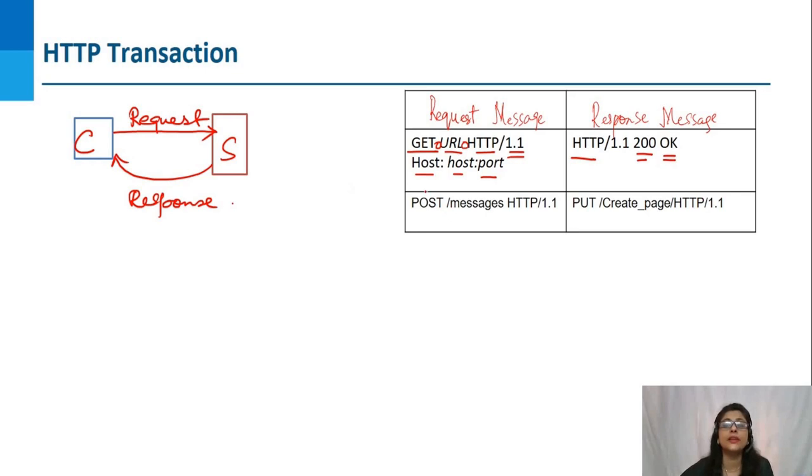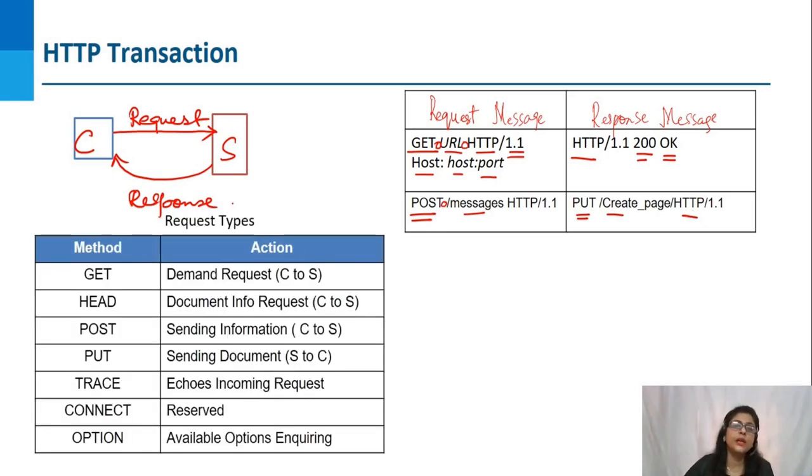There can be another request message like POST messages. So POST, then space, then /messages HTTP/1.1, and the response message can be PUT, create page, and then HTTP 1.1. So these are the different types of request messages and response messages. How many request types are there? These request messages are basically known as methods. So let's look at the different methods and their actions.